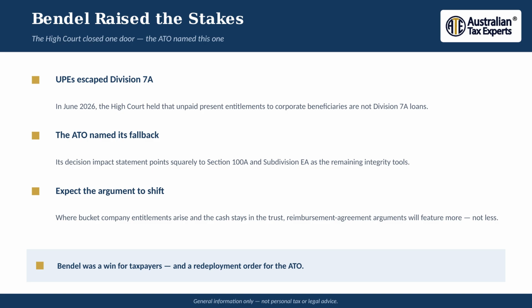But read what the ATO did next. Its decision impact statement points squarely at Section 100A and Subdivision EA as the remaining integrity tools for trust arrangements involving corporate beneficiaries. Translation: the compliance energy that used to flow through Division 7A now has one main channel left, and it runs directly through the topic of this presentation. Where bucket company entitlements arise and the cash stays in the trust, expect reimbursement agreement arguments to feature more, not less. Bendel was a win for taxpayers and a redeployment order for the ATO.